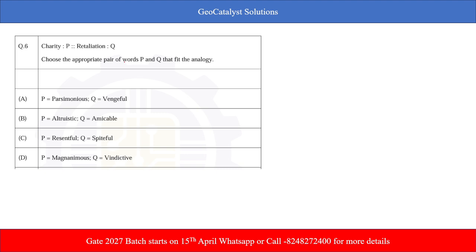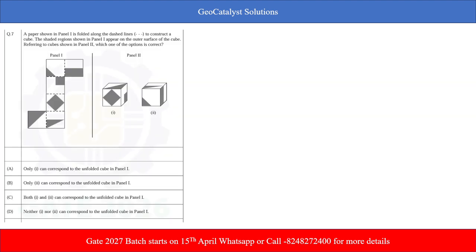Moving to the next question. This was a direct vocabulary based question. So charity, who shows, who does charity, that person can be called magnanimous. Okay, and retaliation, so who seeks retaliation, those are called vindictive. So this is only a vocabulary based question. Okay, so D is the answer.